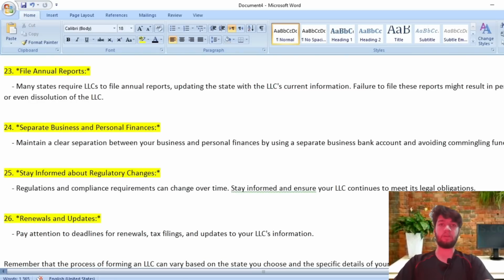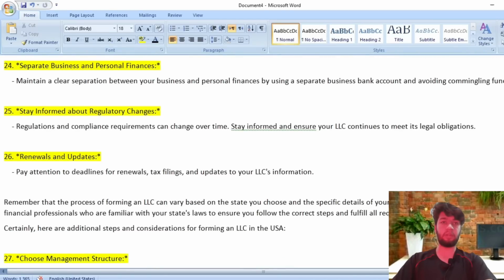Remember that the process of forming an LLC can vary based on the state you choose and the specific details of your business. Consult legal and financial professionals who are familiar with your state law to ensure you follow the correct steps and fulfill all requirements.